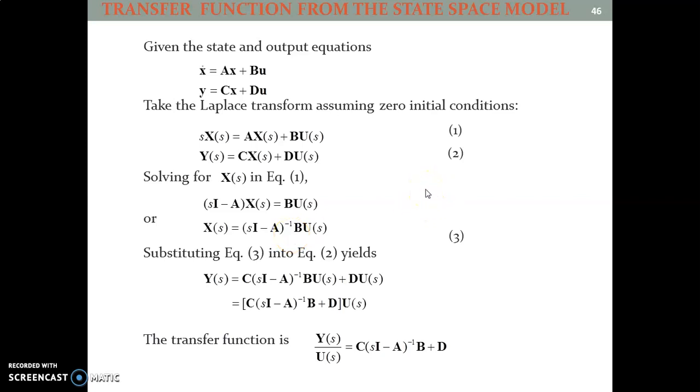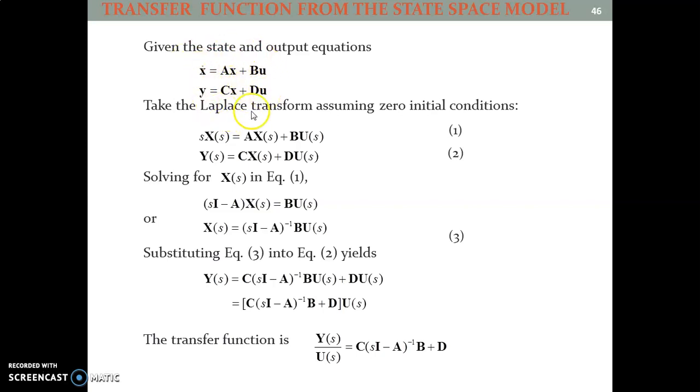Today we are going to discuss how to determine the transfer function from the state space model. In the last videos, I explained the state space model representation by using different canonical forms, that is, physical variables, phase variables and canonical forms. Now from those state space representations, how do we determine the transfer function?